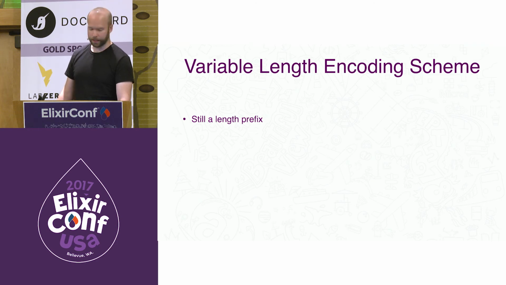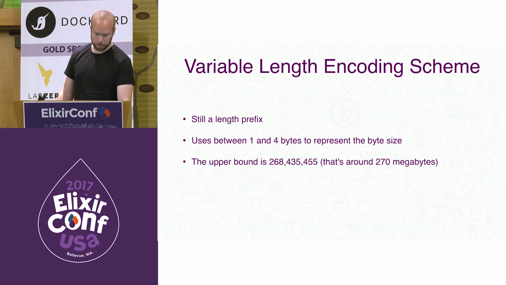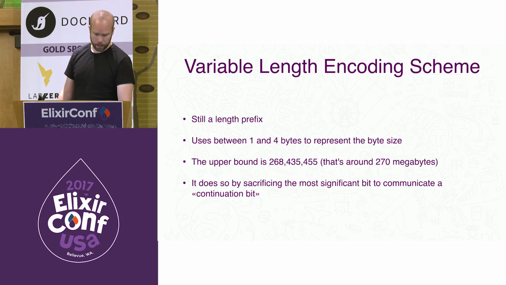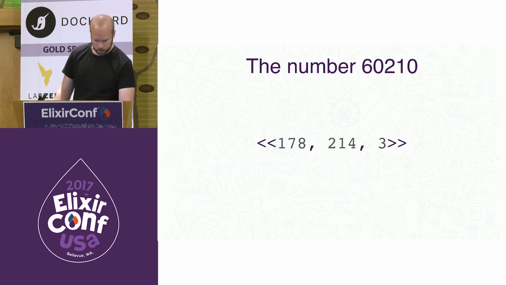It's still a length prefix, and it uses between 1 to 4 bytes to represent the byte size. The upper bound is a huge number, around 270 megabytes. It does so by sacrificing the most significant bit to communicate a continuation bit. So let's see how that works. Say we want to represent the number 60,210.